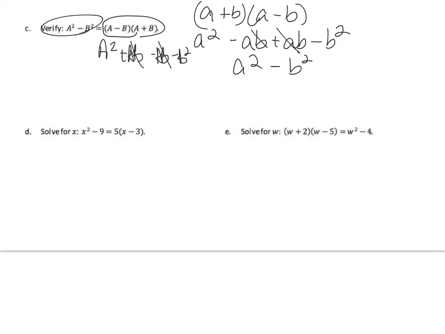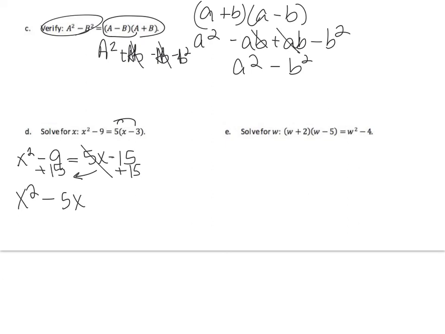Solve for x. So I have x squared minus 9 equals, I'm going to distribute that 5. 5x minus 15. I need to get the letters on one side, the numbers on the other, sort of. So let's move that over. X squared minus 5x, and then add 15. That would give me a positive 4. Nope, 6. Sorry.